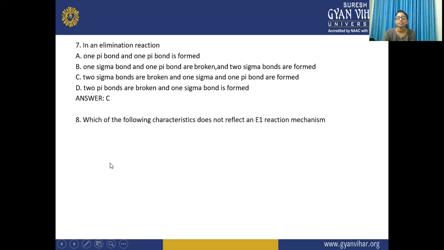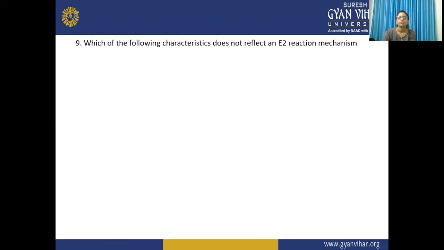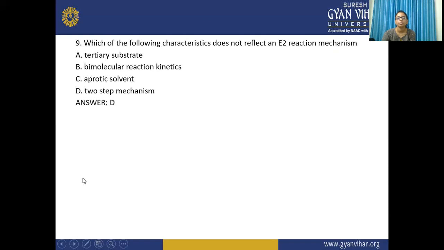Which of the following characteristics does not reflect an E1 reaction mechanism? Tertiary substrate, aprotic solvents, weak base, formation of a carbocation intermediate. So here the answer will be aprotic solvents, because it generally happens in protic solvents. Now, which of the following characteristics does not reflect an E2 reaction mechanism? Here the tertiary substrate, bimolecular reaction kinetics, aprotic solvent, two-step mechanism. Then the answer is two-step mechanism.